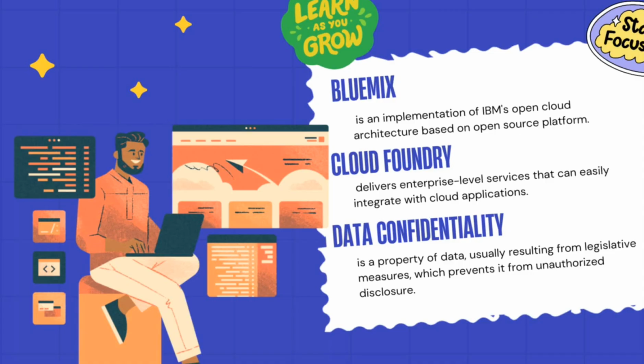Next is data confidentiality, which protects the data from unauthorized access. It's a property of data usually resulting from legislative measures which prevents it from unauthorized disclosure. And the example for this is encrypting patient records.